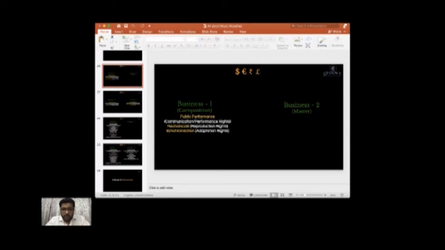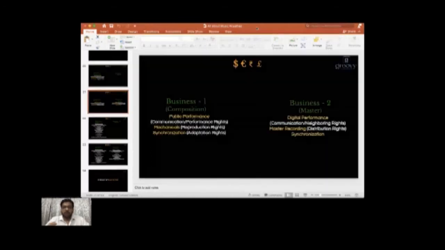On business two side, again, you have three kinds of royalties. One is the digital performance, which is also called neighboring rights. And these are, again, the money that you receive because your song is being played in a public space. The master recording is basically the royalties that are paid to you because of the use of your master track. And synchronization, as in the other business, is essentially your song being used in an audiovisual format.